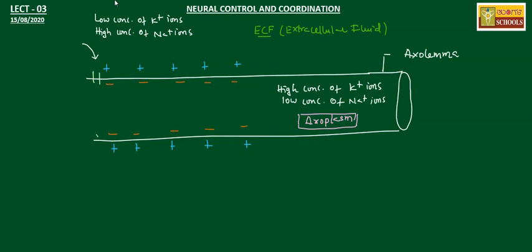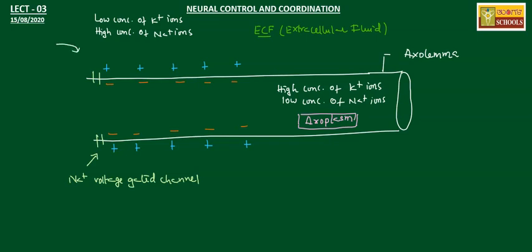So you can see here, these are sodium voltage gated channels. Now this will result in movement of ions. So here this is the stimulus which I have mentioned.